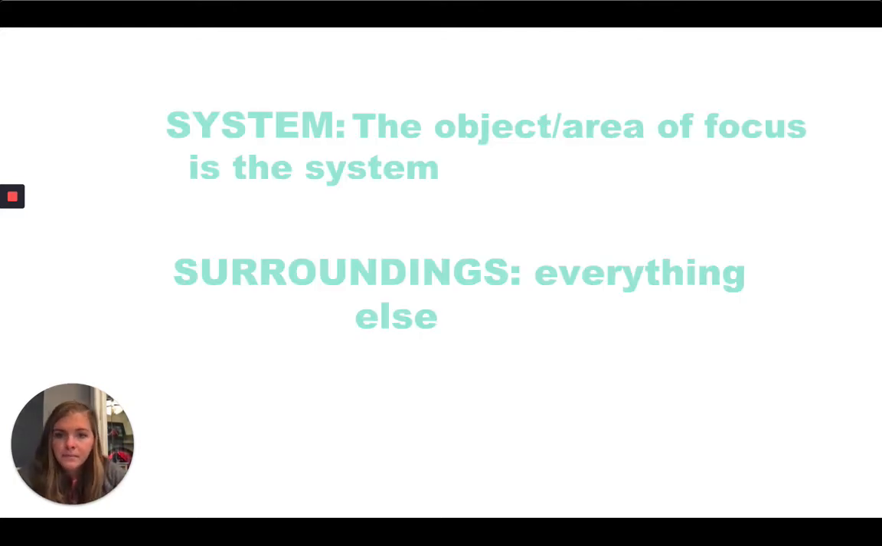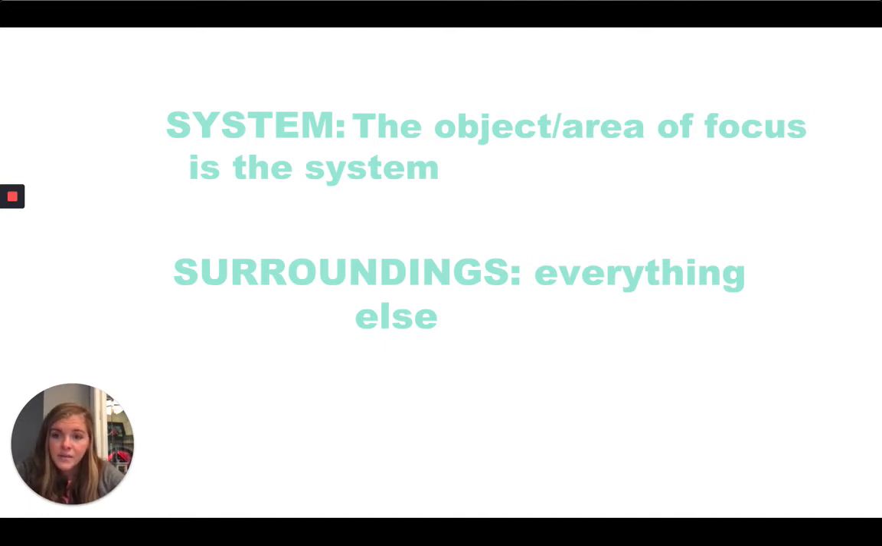okay? And the system is the object or area of focus. So the system is what we're specifically looking at, whereas the surroundings is everything else. Okay, so if I'm trying to calculate the amount of energy released when I put Alka-Seltzer in a bottle of water, the system is the Alka-Seltzer in the water and whatever it's contained inside. Whereas the surroundings is everything else around me that I'm not paying attention to. I'm only paying attention to the energy in the bottle and the Alka-Seltzer tablet, not everything else.